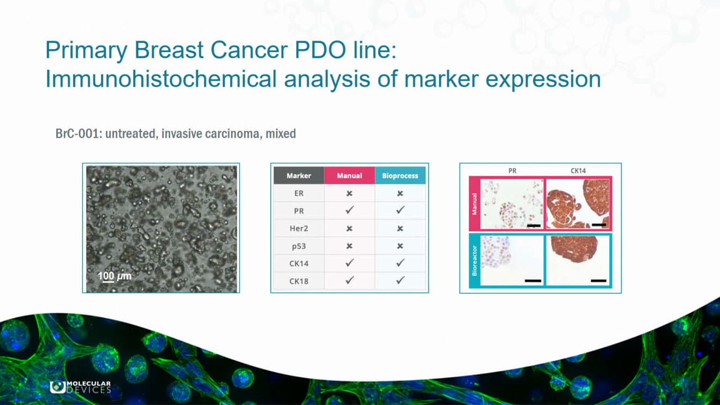So again, looking at the immunohistochemical staining, we saw no significant differences either in the expression or the pattern of expression of any of these key markers, showing that there's no subtype change between manual or bioprocess culture of this line.